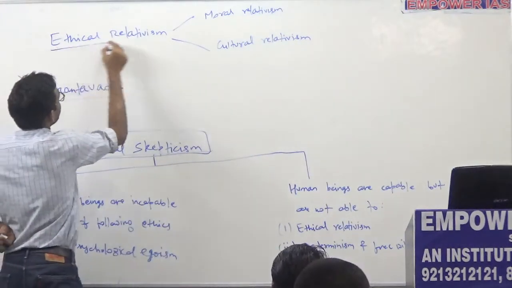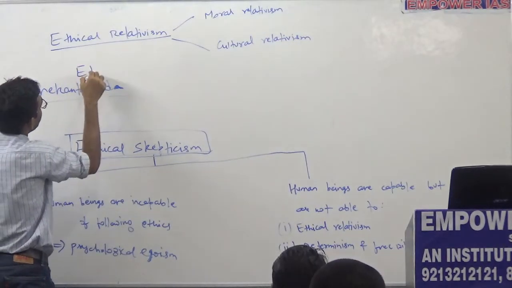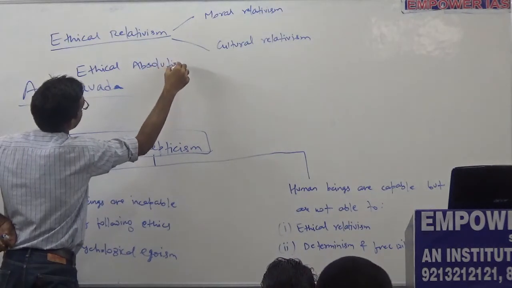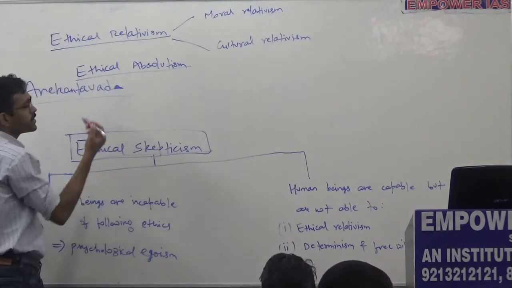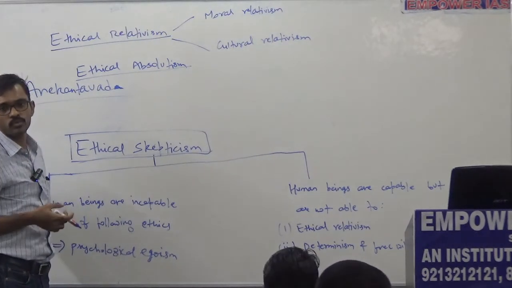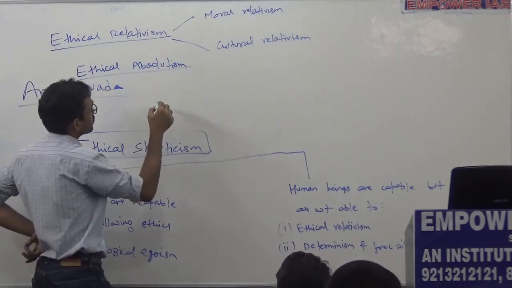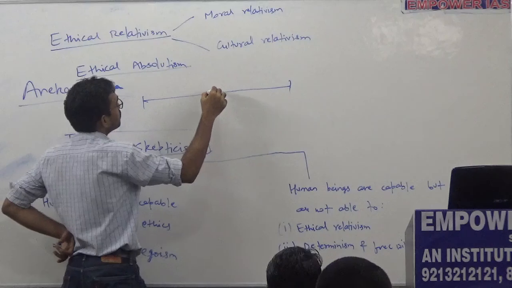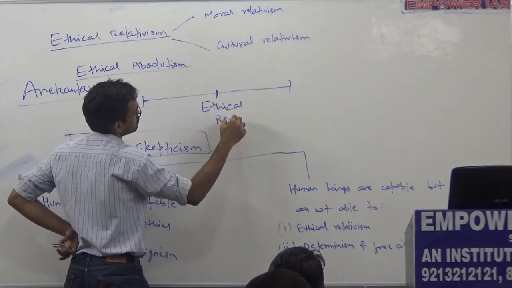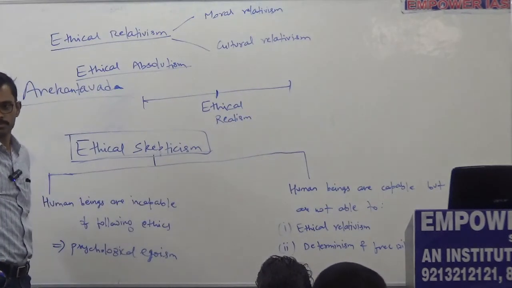On the one end of the spectrum, we have ethical relativism, which believes that everything is relative. On the other end of the spectrum, we have ethical absolutism. The proponents of ethical absolutism believe that everything is absolute. There are absolute values which ought to be followed across different cultures and individuals. And in the middle we have something called ethical realism, which is a mix of ethical relativism and ethical absolutism.